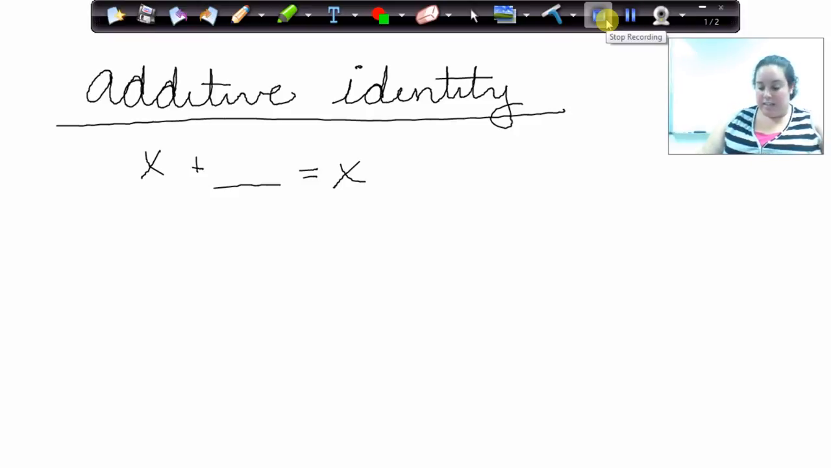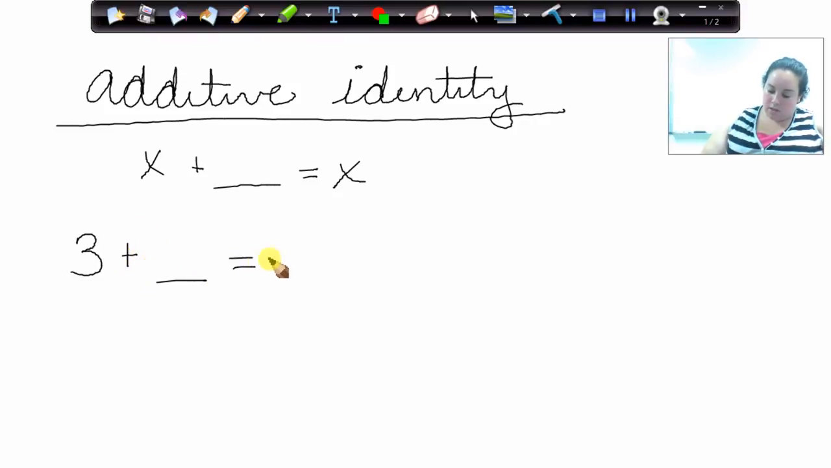The additive identity is a number that when you add it to any other number, you get the same number that you started with. So for example, if you have a number, like an x variable, any number, doesn't matter, and you add the additive identity to the original number, you end up with the number that you started with. If you have 3, and you want to add something, one specific number, and when you add it to 3, you end up with 3.